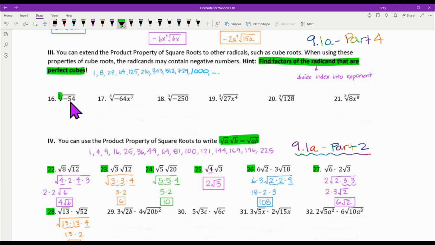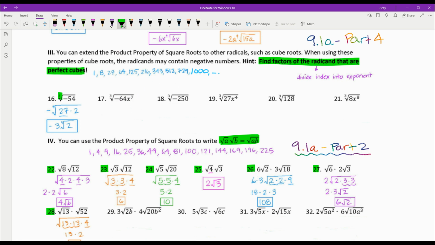We got the cube root of negative 54. And I would encourage you, if you've got a negative in it, bring it out first, because the cube root of negative 1 is negative 1. And then you don't have to worry about it. But if I have a cube, the negative comes out. 54 is 27 times 2. So it's the negative cube root of 27 times 2. 27's in my list right there. So it is a perfect cube. The cube root of 27 is 3. So this is negative 3 cube roots of 2.